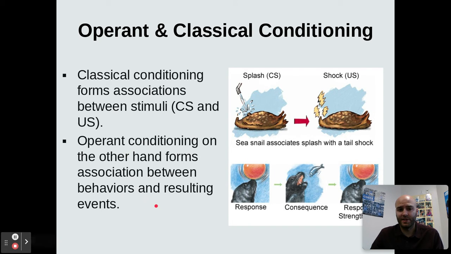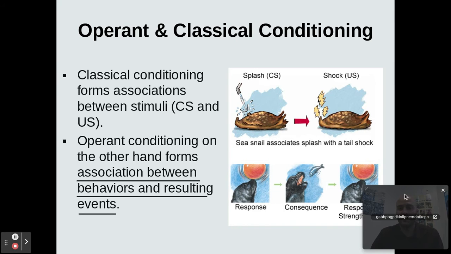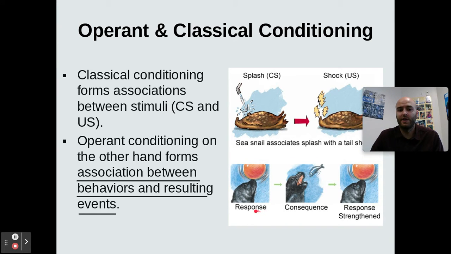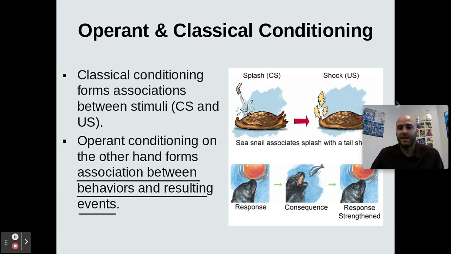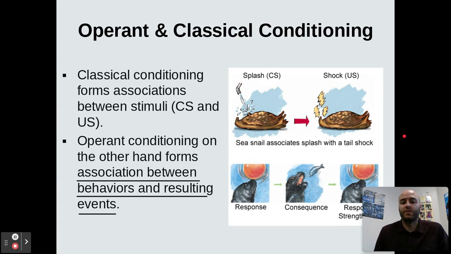Operant conditioning, on the other hand, forms an association between behaviors and their resulting events. Okay, so you perform a behavior and there's a consequence. It can be a reinforcement or a punishment. So for example, you have this sea lion here, plays with the ball. The consequence is he's rewarded with a piece of fish. So he does it again. He continues to do it to get that reward. Okay, so that's how behavior is manipulated through operant conditioning with rewards and punishments.